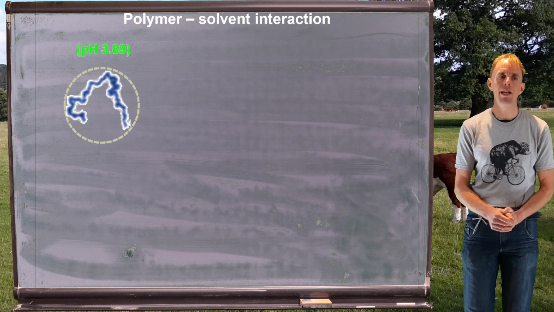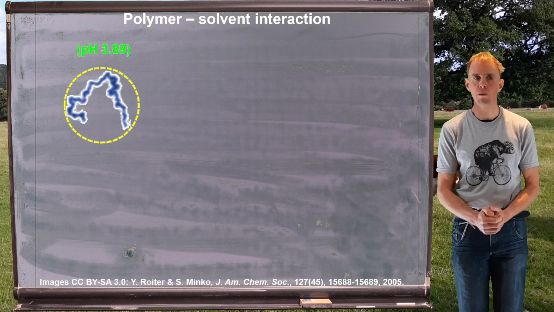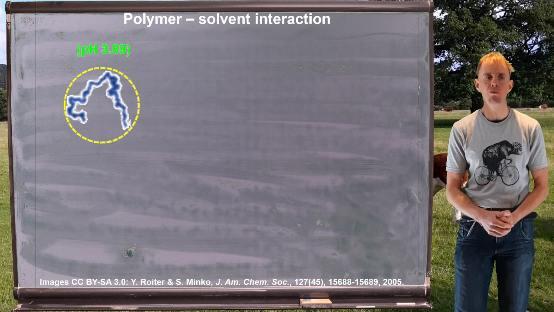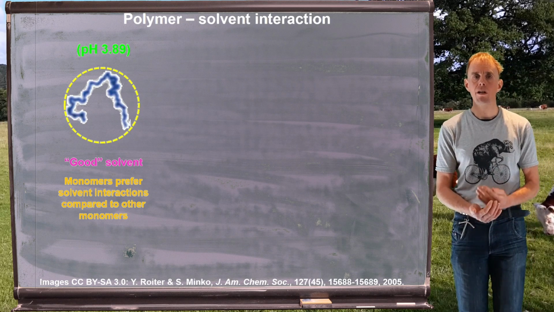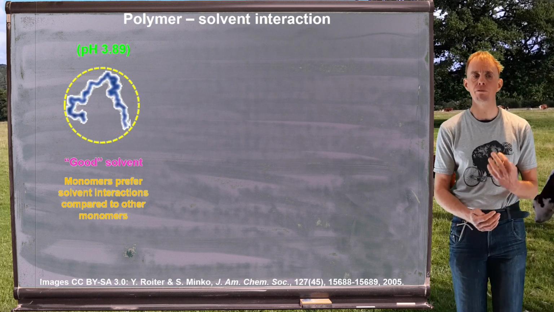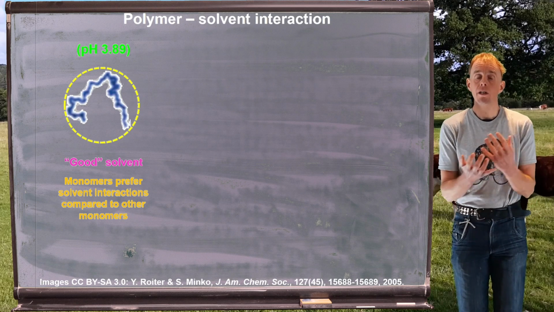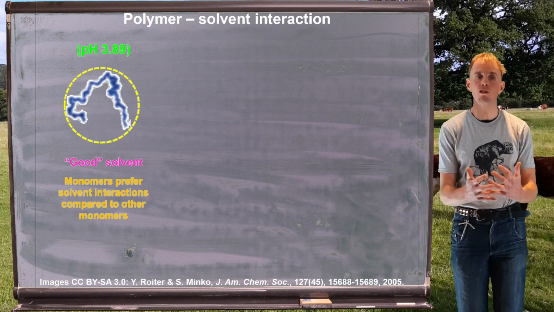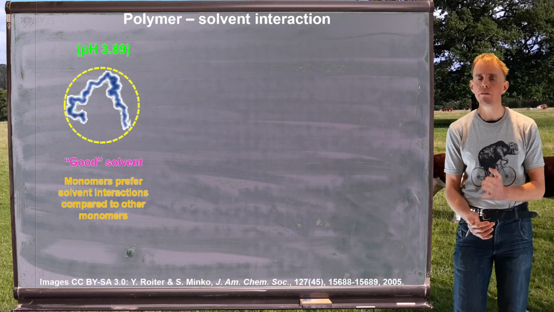So if we take the images of the polymer at pH 3.9, what we're going to do is relate that to the notion of a good solvent. Generally speaking, in a good solvent, monomers, the chemical groups that make up the polymer, prefer solvent interaction rather than monomer interaction. And so the chain opens out as all the monomers try to get exposed to more solvent.